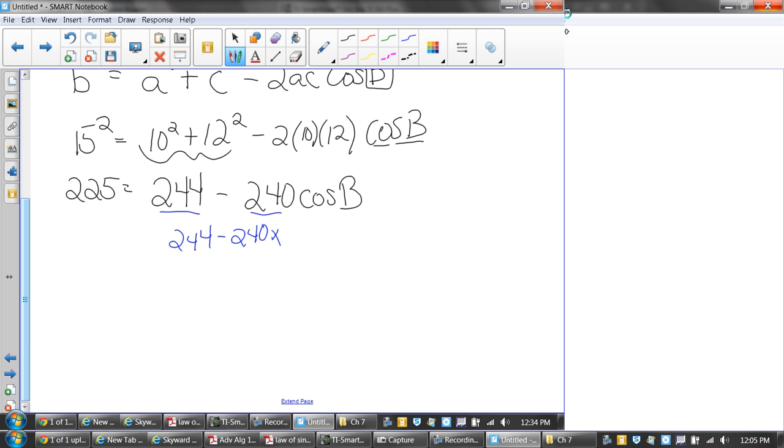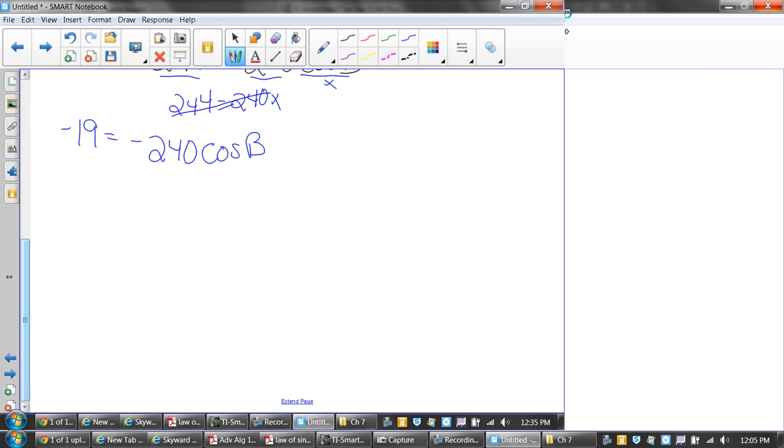Okay, so if we ignore this now, we subtract 244 over. What do we get? Because now, pretend this was x. How do we get x by itself? Subtract 244, what do we get? Negative 19. Okay, equals negative 240 cosine of B. And then we have to divide over by 240, right?